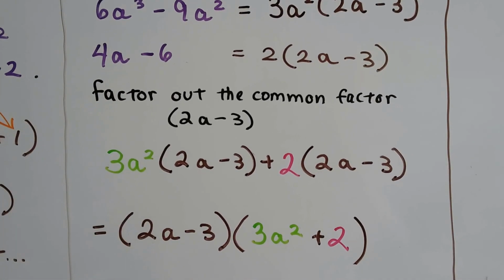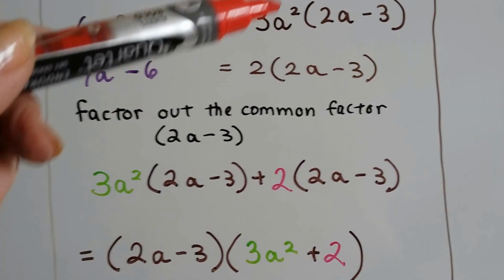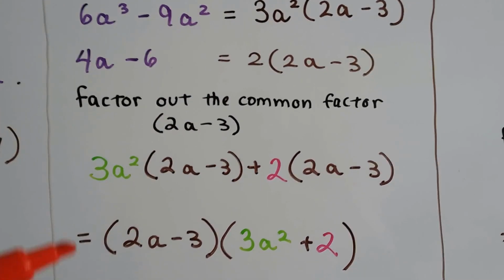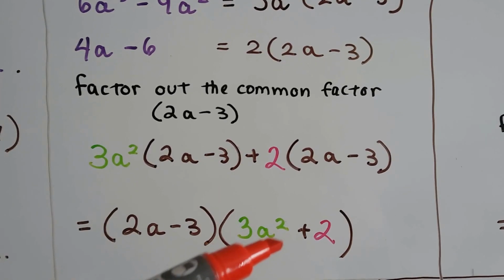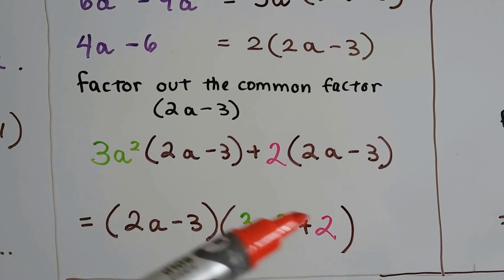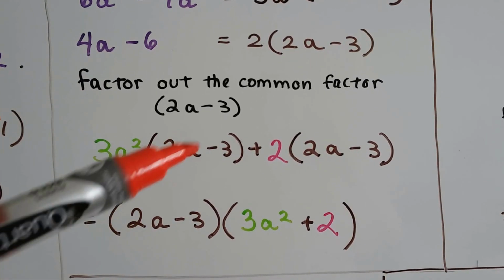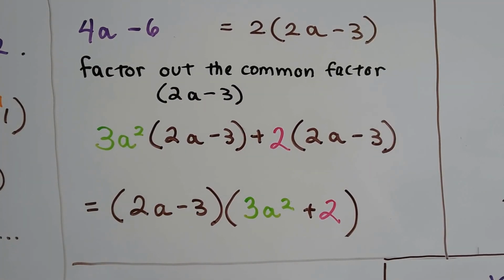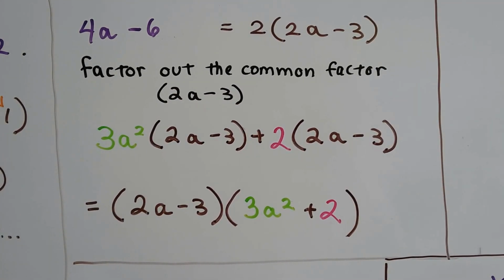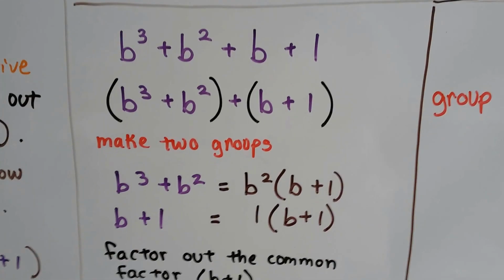So this is what we do. It's written all together with a plus sign between these two. See? And our 3a squared and our plus 2 go back here into their own parentheses as a binomial factor, and the 2a minus 3 that we had 2 of, we just put it here, see? So easy when you look at it with the colors, isn't it? All right, let's try another one.